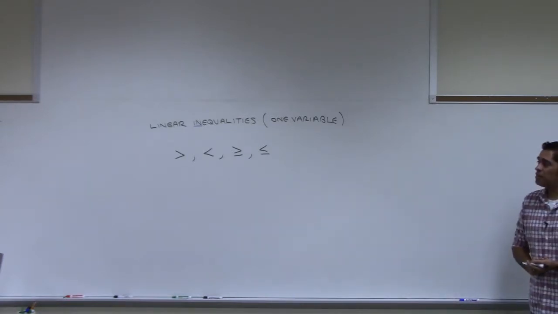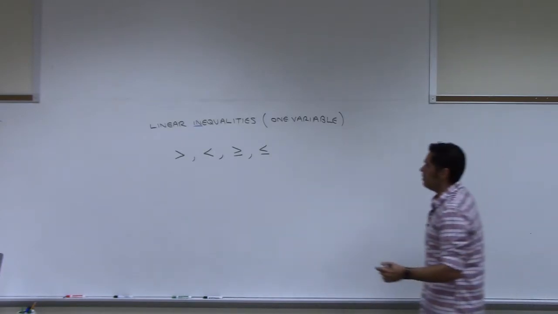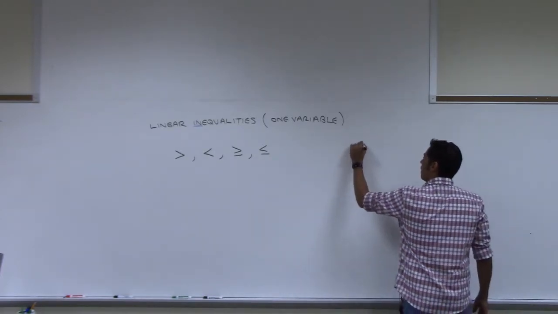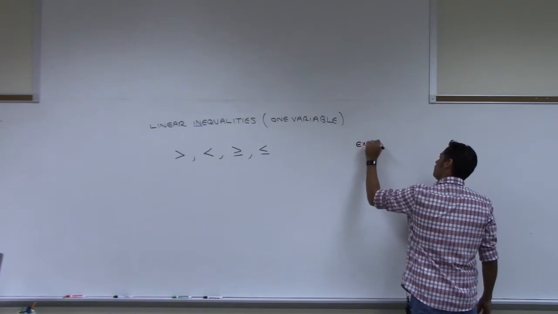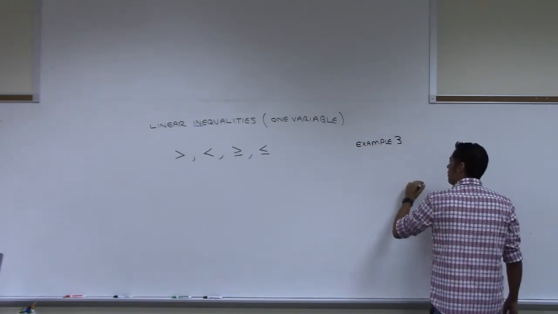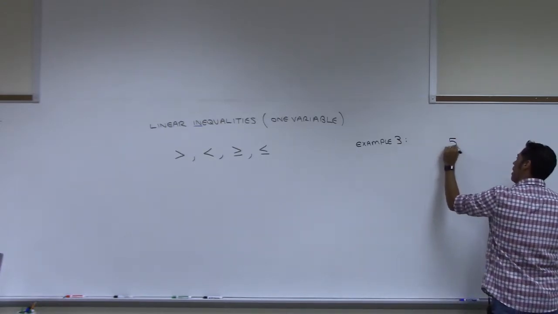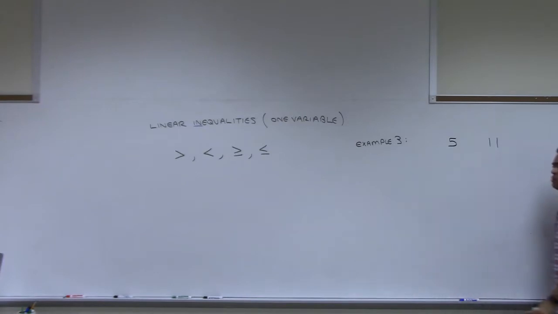So let me just write some things down and see if it makes sense to you, all right? Let me try and use some symbols. This is going to be example 3. Tell me the relationship between 5 and 11. Which one of those is bigger?